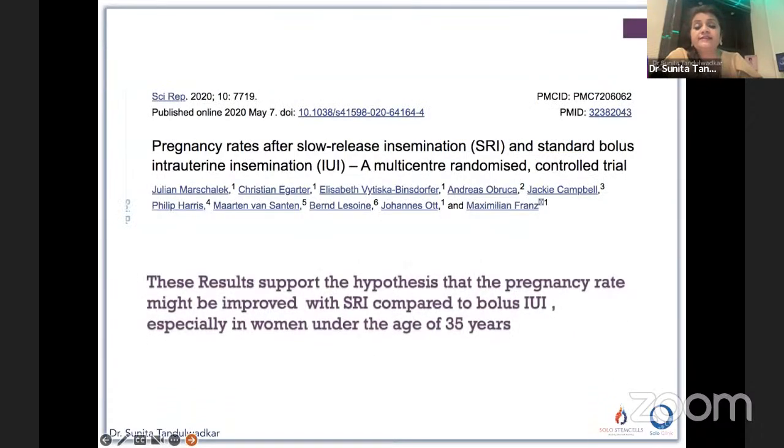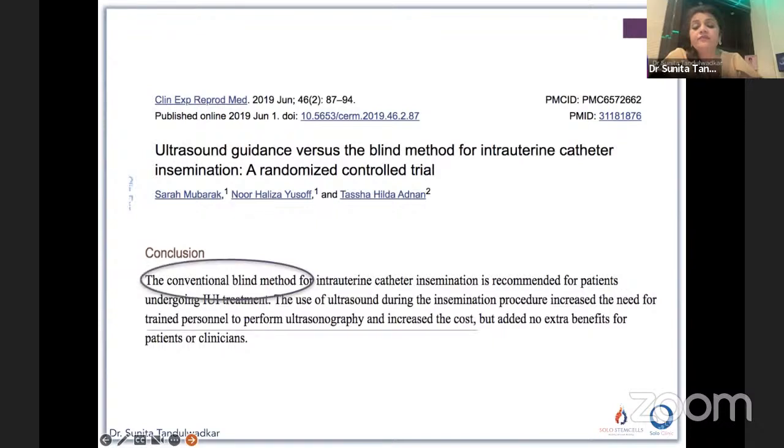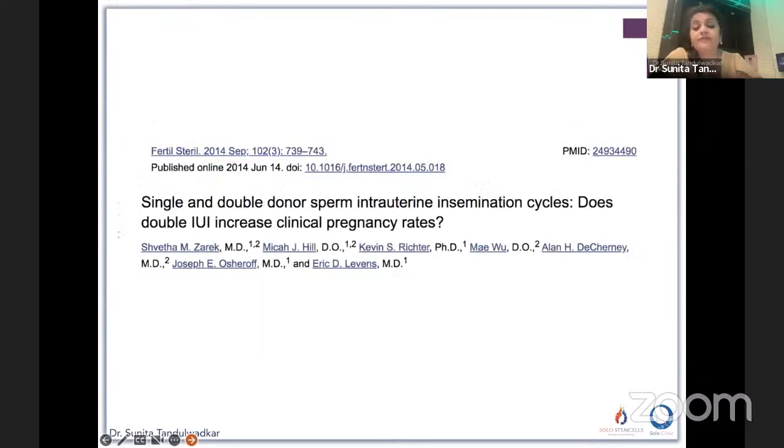Pregnancy after slow release insemination versus bolus: the slow release has improved the pregnancy rate compared to the bolus going in. Ultrasound guided versus conventional blind method for IUI: the blind method is recommended, because use of ultrasound during insemination may increase the need for one more trained person, as I told you, and the cost of using a sonography machine. For example, even in our corporate hospital, anytime I touch and use it for my patient, they will be charged. So it will unnecessarily increase the cost. So no added extra benefits.